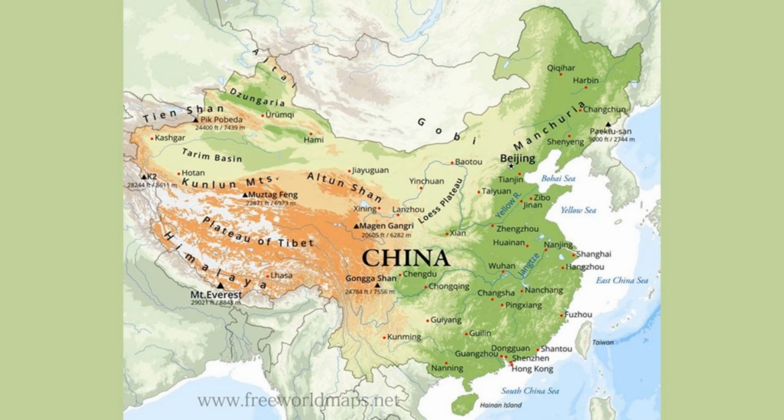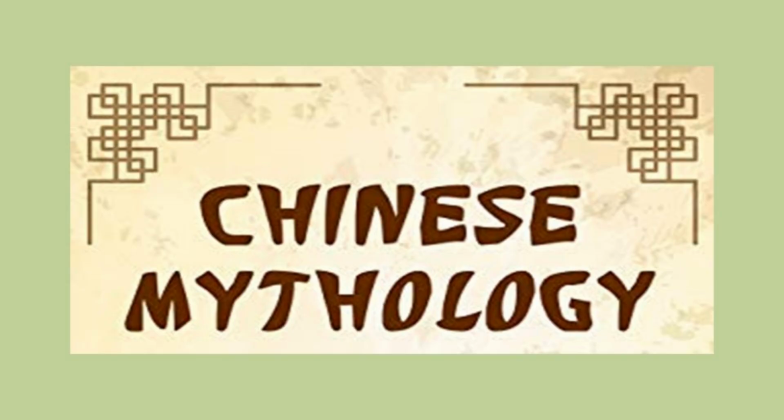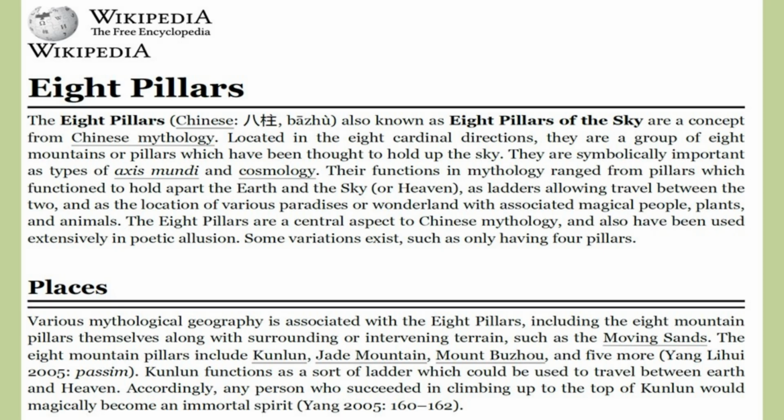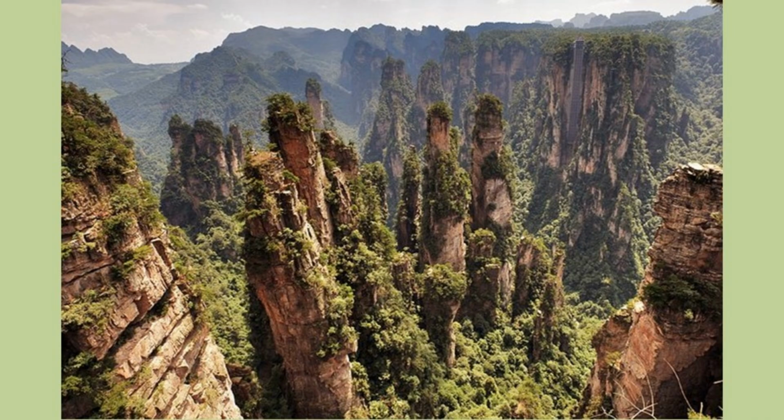This time, let us start with China. In Chinese mythology, it is mentioned that there are 8 pillars called the 8 pillars of the sky, which are holding the heaven. As part of the enactment, the creator has created these pillars at the Zhangjiajie National Park, China, as you can see in this slide.